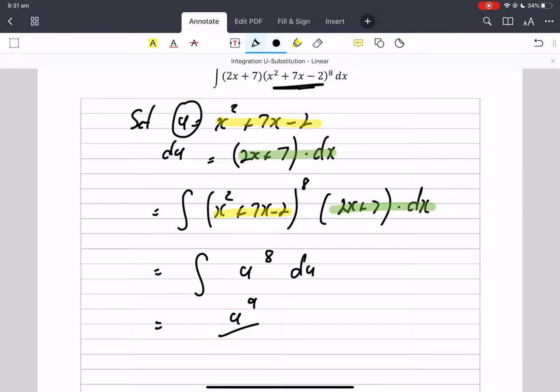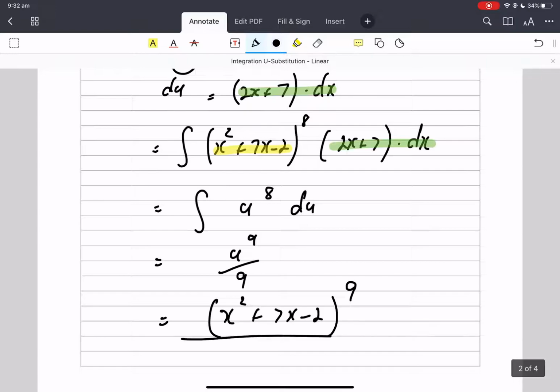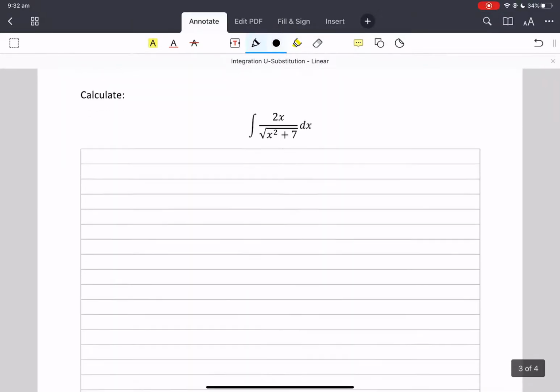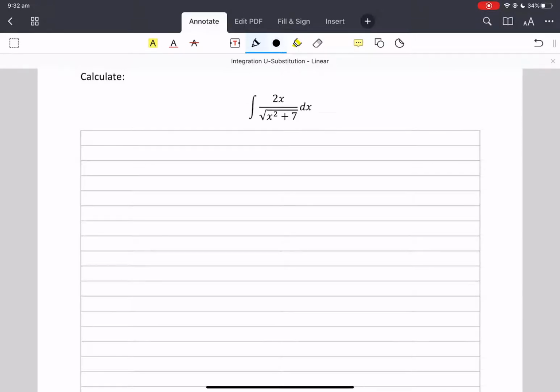U to the 9 on 9. And u is x squared to the 9 on 9 plus my c. They slowly just keep getting harder and harder.